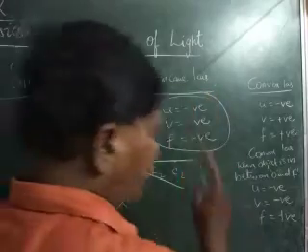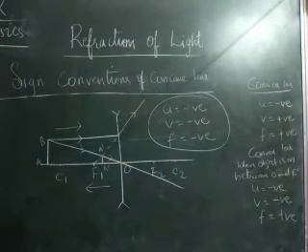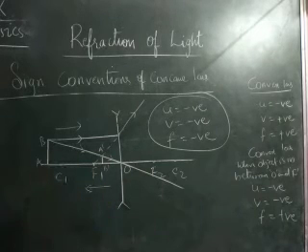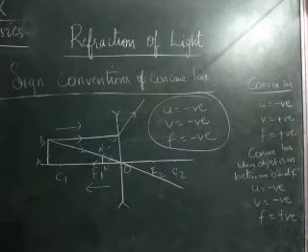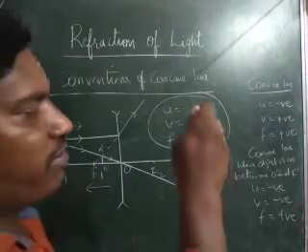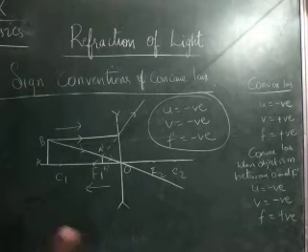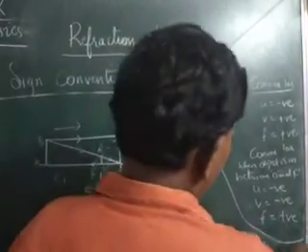The same is the case for the concave mirror, children. In the concave mirror also, u is negative, v is negative, f is negative. Whereas in the convex lens, only u is negative and the remaining are positive. Only when the object is in between O and F, u is negative, v is negative, and only f is positive.